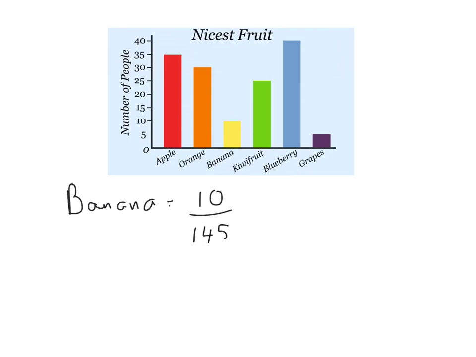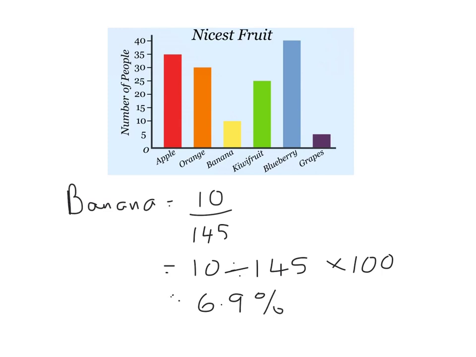If this were to appear in a calculator situation, we could just simply then do 10 divided by 145, and we could multiply that by 100. When we work through that, 10 divided by 145 times by 100, that comes to be 6.9%. So 6.9% of people who voted in the survey said that banana was their favourite.